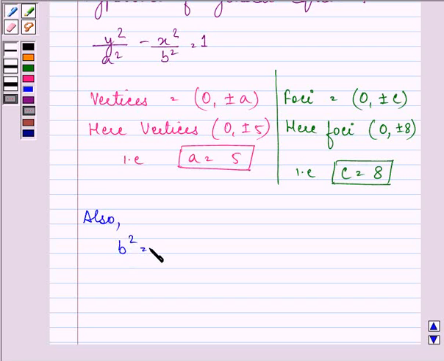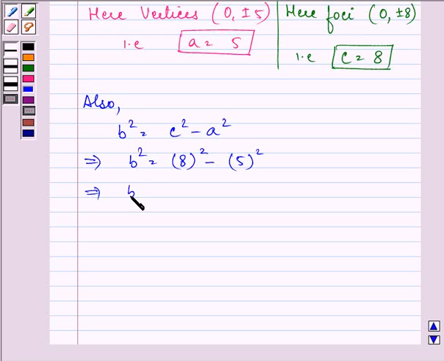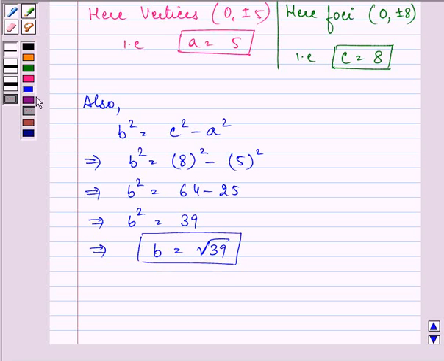Also, we know that b square is c square minus a square. Let us quickly find out the value of b. It will be c square minus a square. We have c as 8 and a as 5, which is b square is equal to 64 minus 25, that is equal to 39. That further implies that the value of b is root 39.